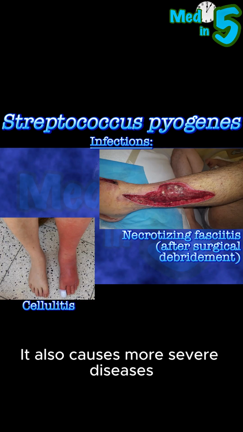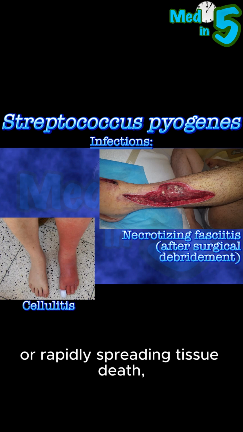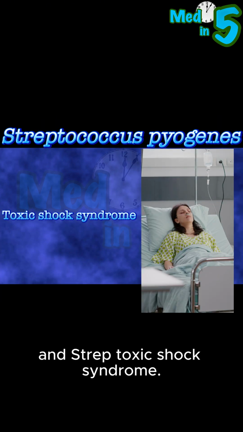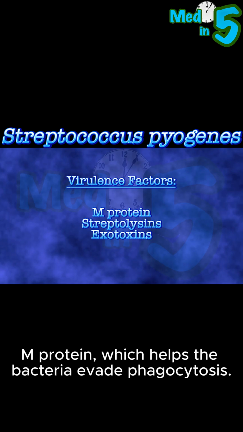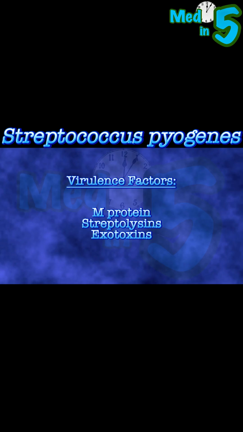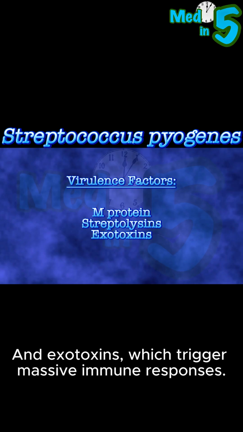skin. It also causes more severe diseases like necrotizing fasciitis, or rapidly spreading tissue death, and strep toxic shock syndrome. Strep pyogenes produces several virulence factors: M protein, which helps the bacteria evade phagocytosis, streptolysins, which lyse host cells, and exotoxins, which trigger massive immune responses.